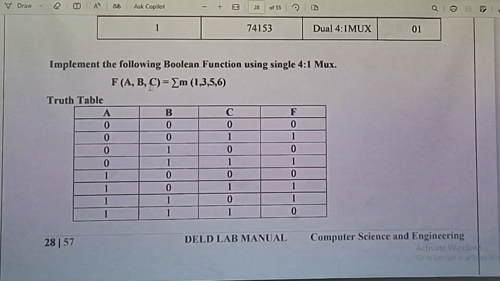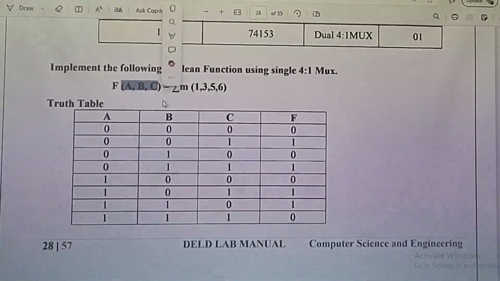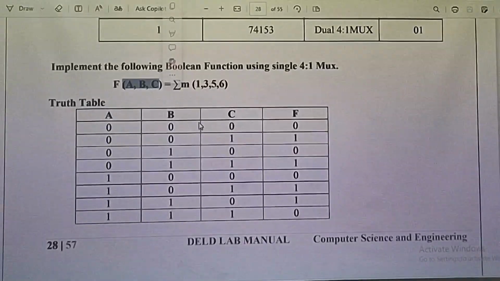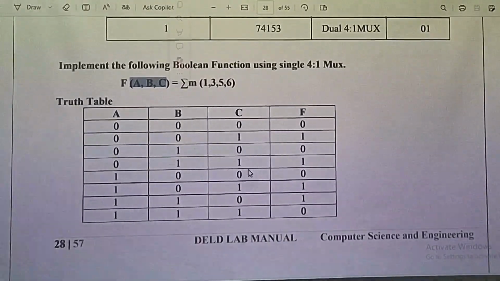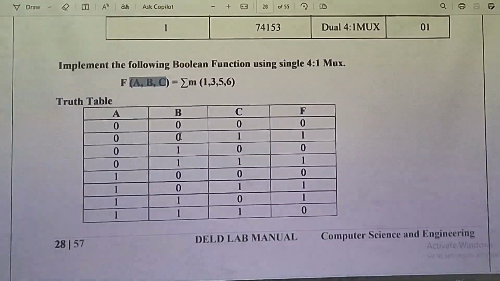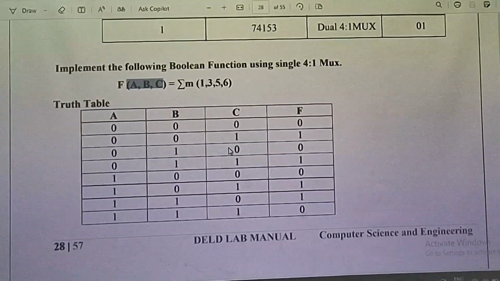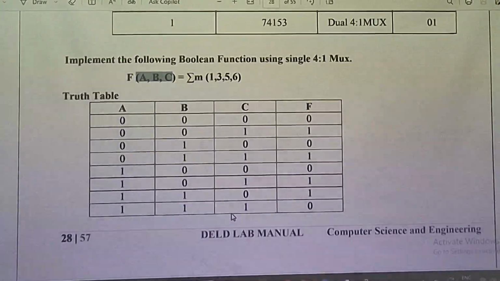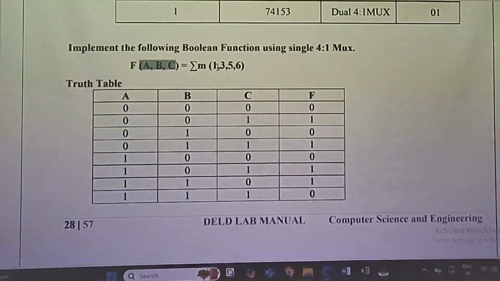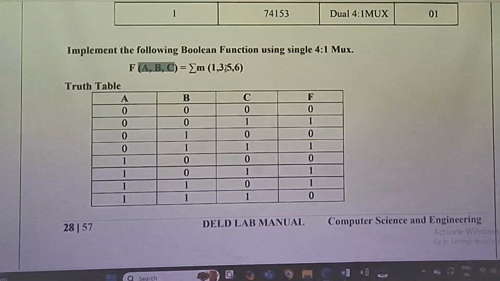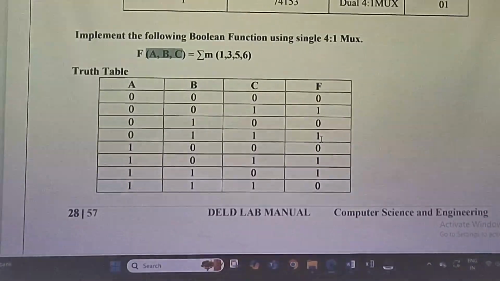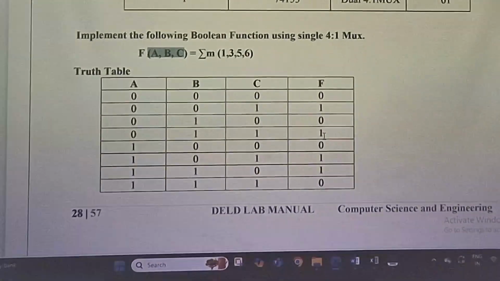Now how many inputs are given? 3, that is A, B, C. So I have written here A, B, C. So how many possible combinations are there? 8. 0 0 0, 0 0 1, 0 1 0, 0 1 1, 1 0 0 up to 1 1 1. Now if you look at this particular equation, what numbers are given over here? 1, 3, 5, 6. In that place you need to put which value? Very good. Which value? 1.